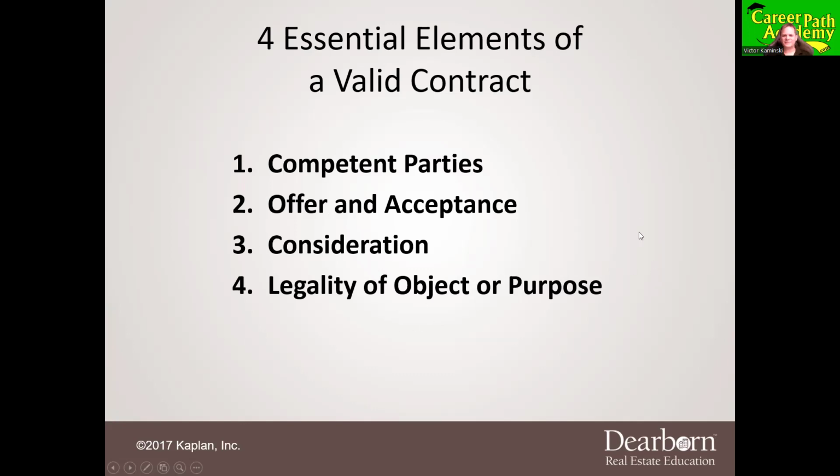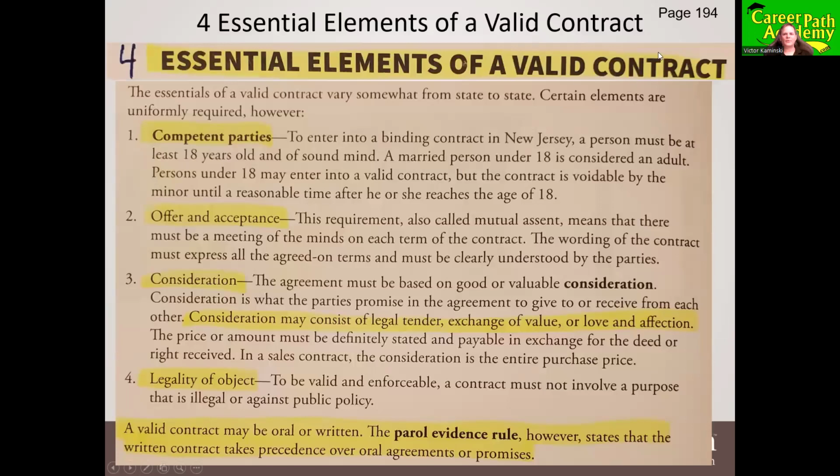It's just the basics. All right. So in the book on the next page, 194, let's write the number 4 down first, and then we're going to highlight essential elements of a valid contract. And then just highlight the titles of all these things: competent parties, offer and acceptance, consideration, what the 3 legal forms of consideration are, the legality of the object, and then highlight this sentence about the parole evidence.